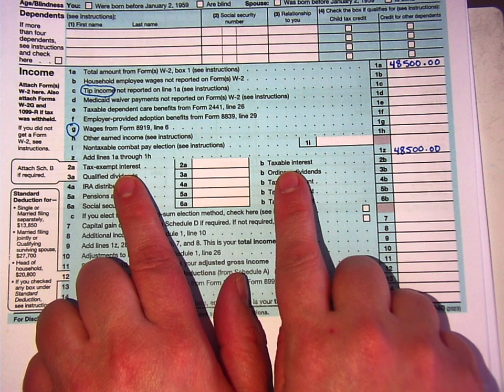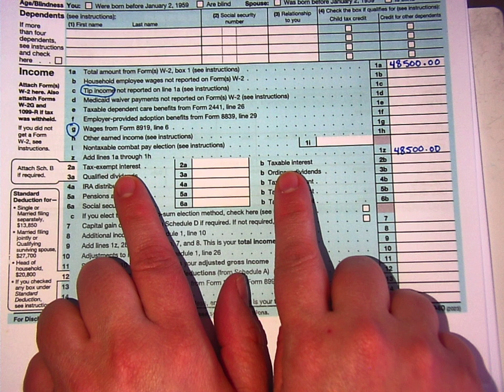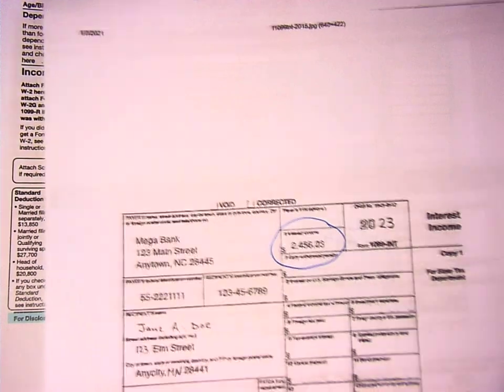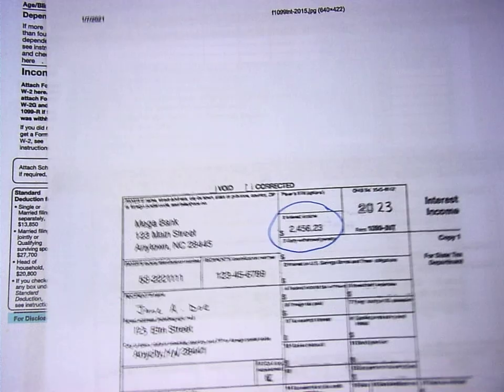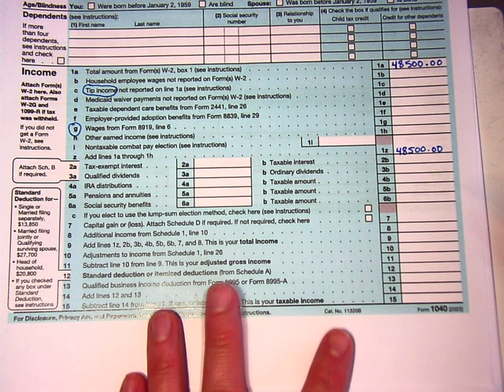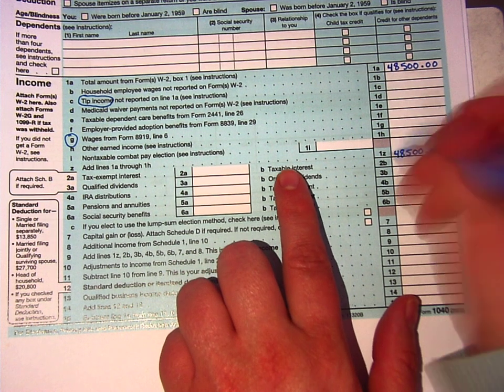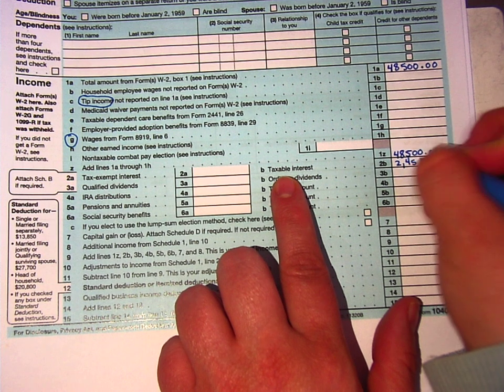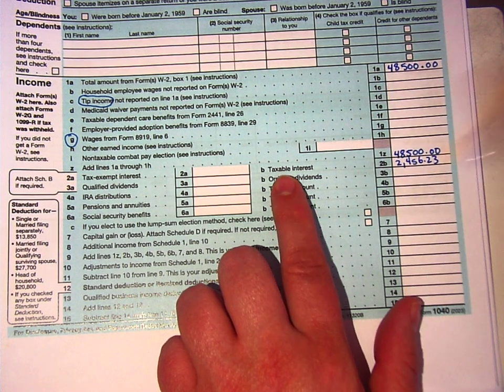It's hard to see the boxes on this one, but that's this amount right here on your 1099 INT. Because right now on this first page, what they're trying to do on the 1040 is they're trying to figure out all the money that you made this year. And the only money that you made is from your job and from your bank account. So we're going to put that one right here on 2B under taxable interest line. And that is $2,456.23. Whoops, I put a comma in there.